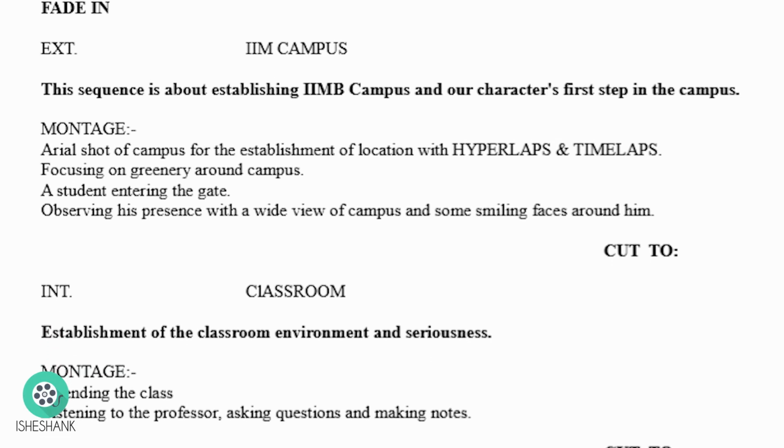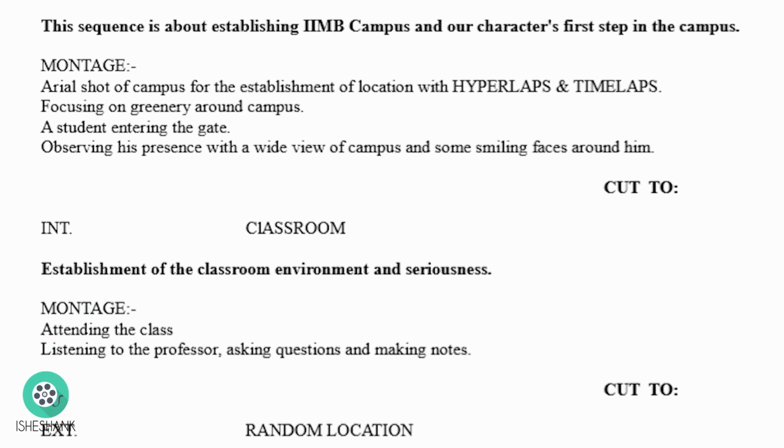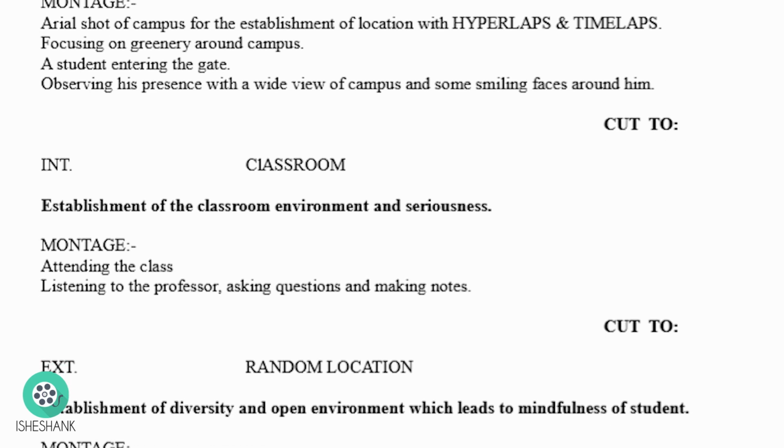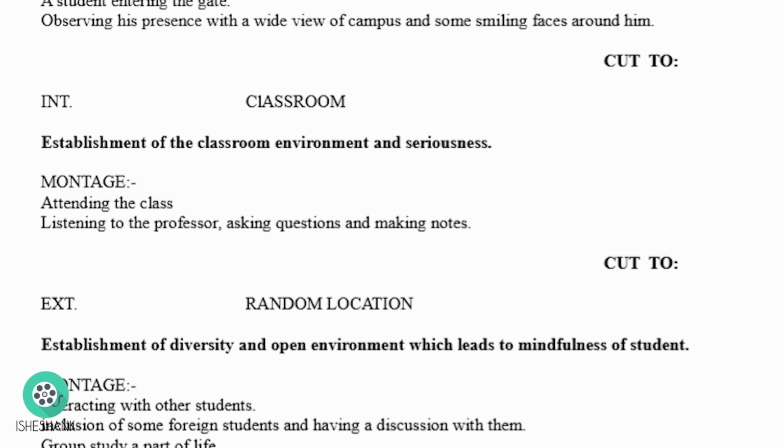Now let's come to writing: how to write a montage in scripts. Irrespective of what type of montage you want to make, for writing any montage, you just have to type montage in caps. Then press the enter button and start writing the action lines. Every event in one line. That's it. I hope you have learned something good and useful today.